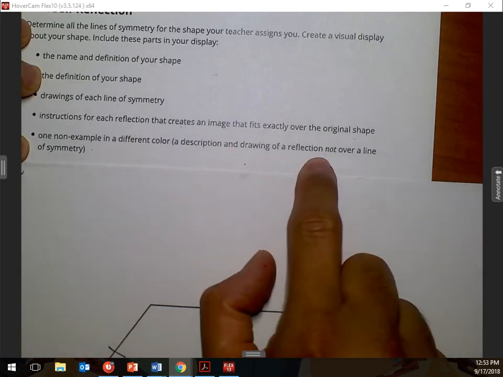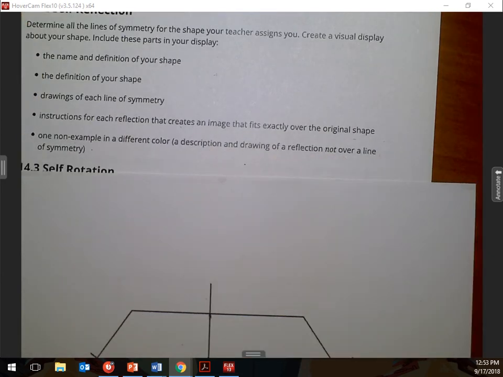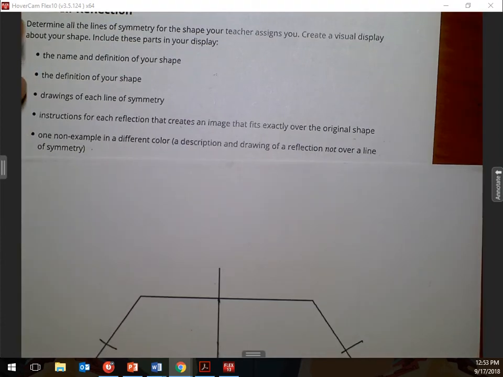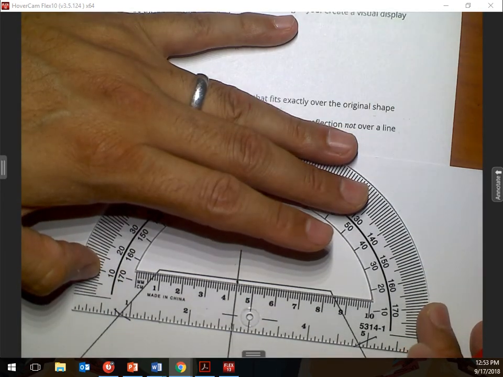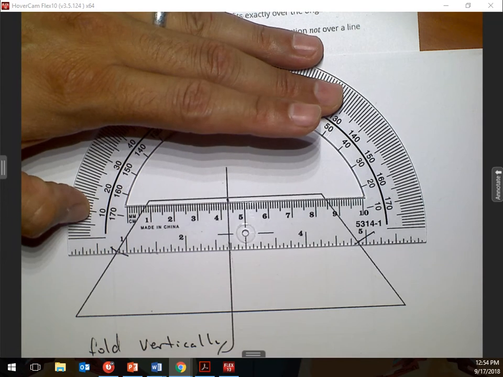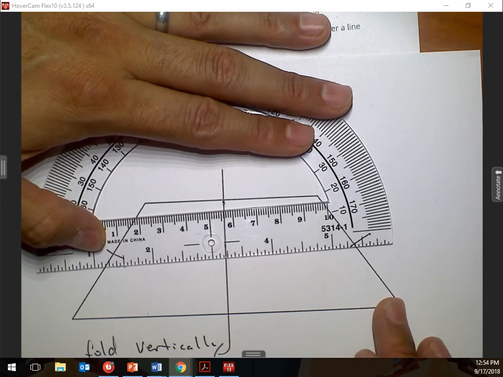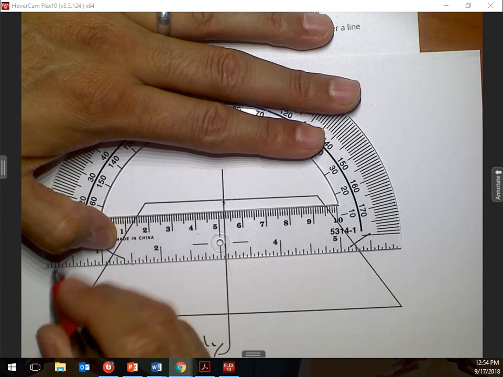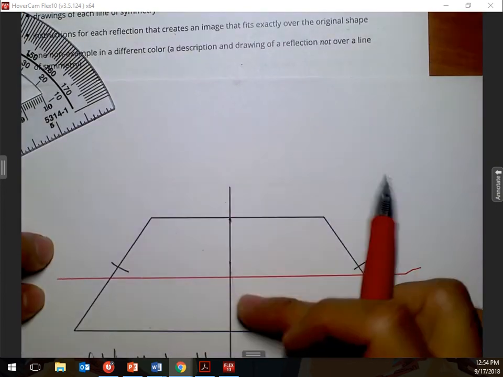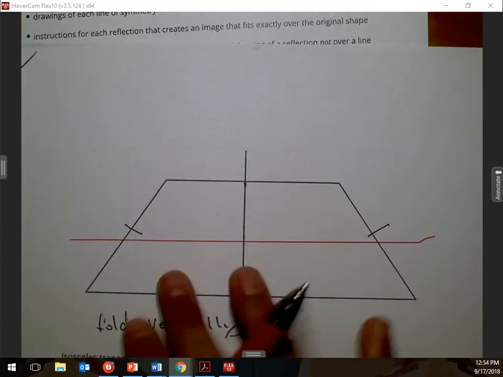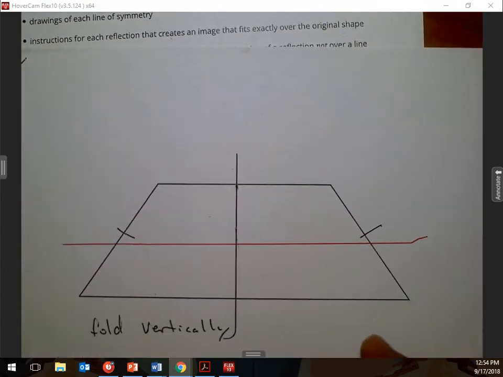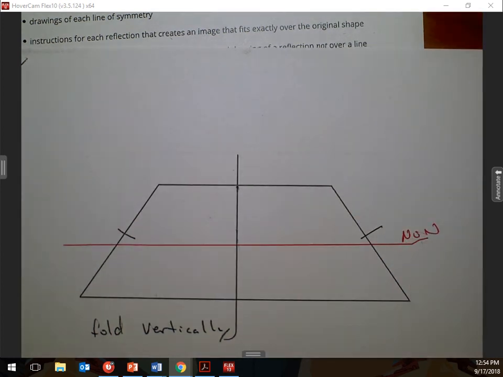Description and drawing of a reflection not over a line of symmetry. So if it's not a line of symmetry, let's go with one that would not actually line it up. Let's take a look. Did anyone try to do it this way? Yes. Keep it in paper. You're saying that it would be the same if you fold it again? You're saying that if I fold it up, this spot will be on that. So that is a non-symmetrical one. This is the not symmetrical one right here.